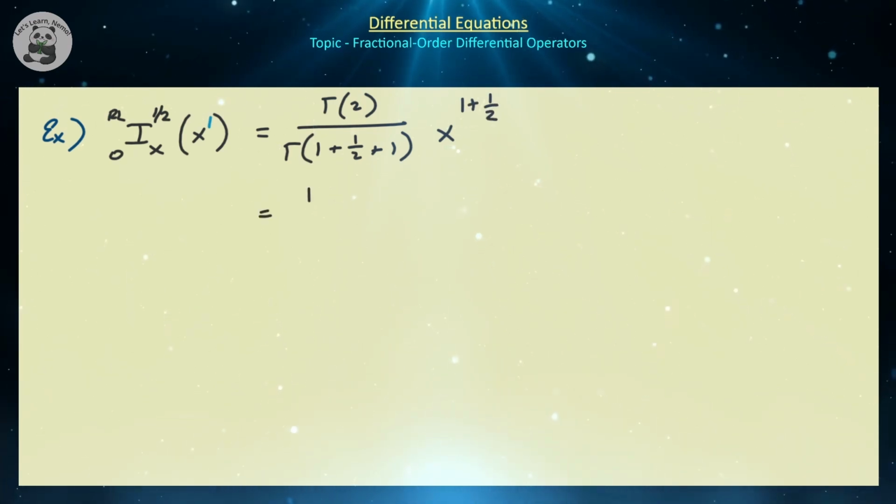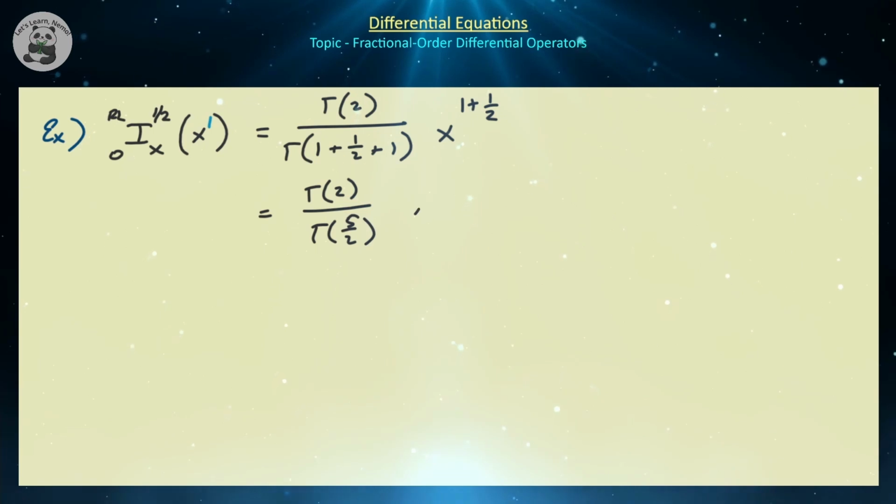So once we simplify, this is just going to be equal to gamma of 2 all over gamma of 1 plus 1 is 2 plus 1/2, that's going to be equal to 5/2 times x to the power of 3/2, right? So we just increase the power of 1 by a half.